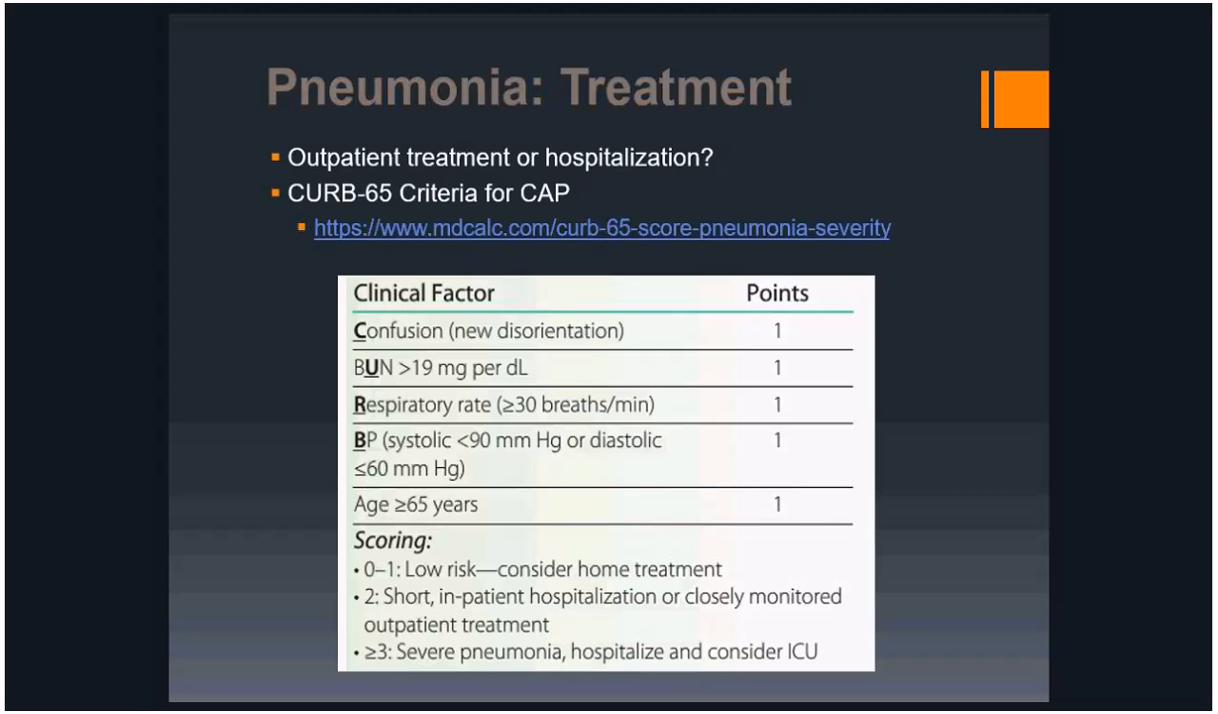or if they're kind of in between, if you're concerned about them needing a short stay or if they can be closely monitored with outpatient treatment. So it does help you distinguish. And as you can see, there are specific factors that you need to be able to calculate the score. Obviously, if you do not have a BUN, then this would not be an appropriate tool to utilize.